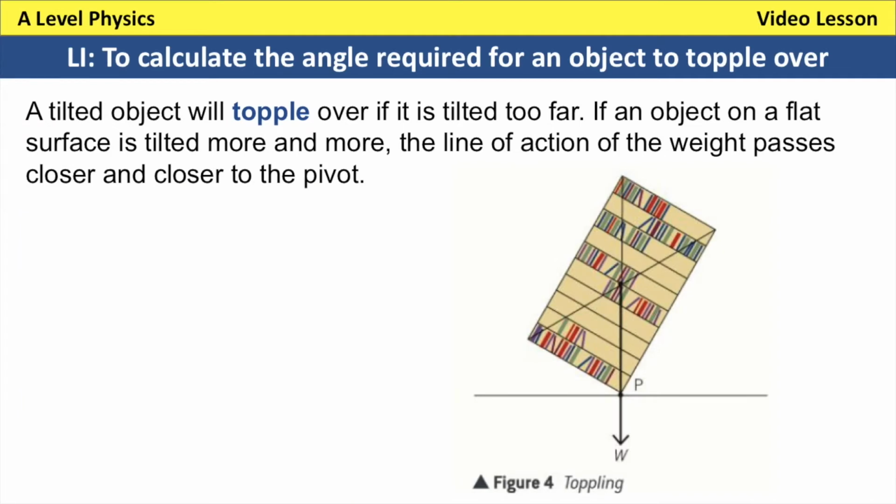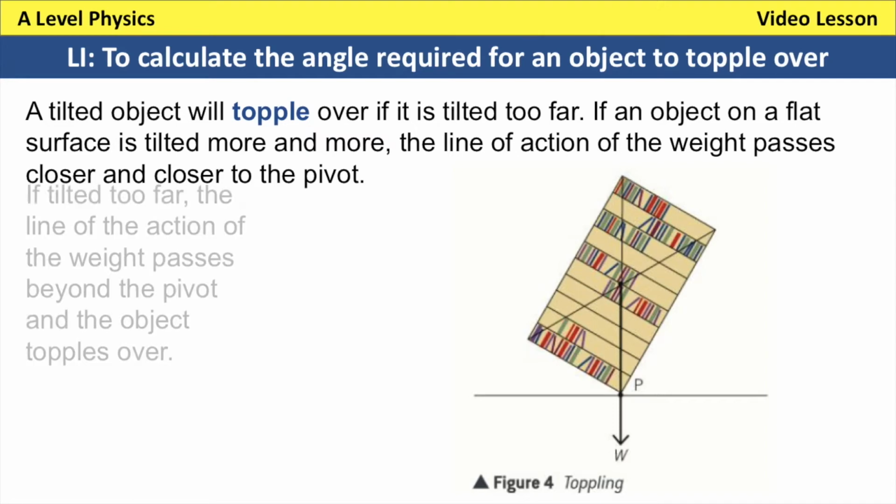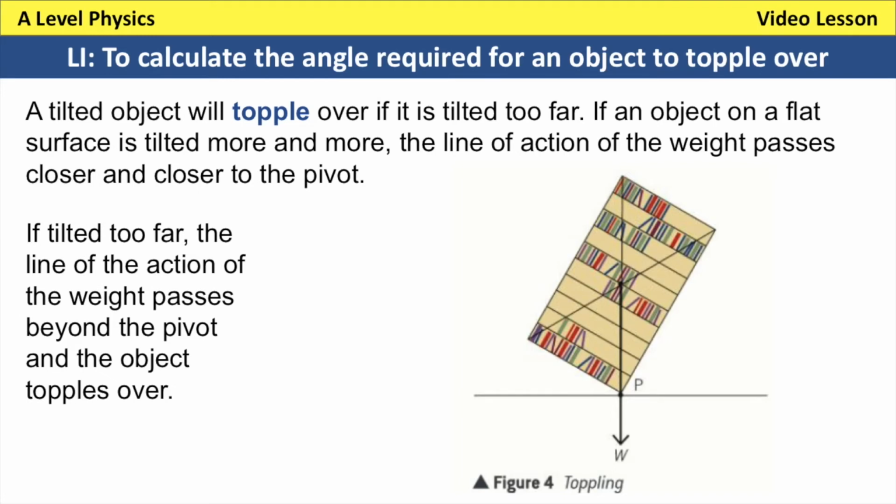Now, a tilted object will topple over if it is tilted too far. If an object on a flat surface is tilted more and more, the line of action of the weight passes closer and closer to the pivot. If it is tilted too far, then the line of action of the weight will pass beyond the pivot point and the object will topple over. That will be meaning, in other words, that the weight will no longer be acting through the base of the object.